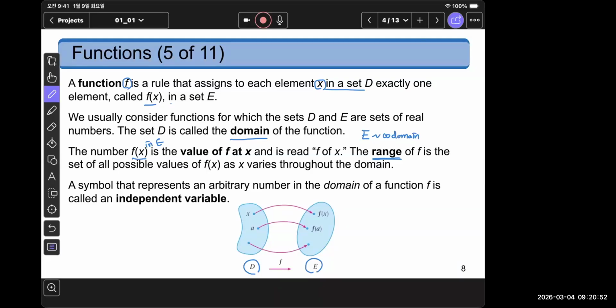And this x is called an independent variable. And f of x, the value, is called the image of x, or the value of f at x. I'm sorry, the image of x. Yeah, the image of x. So the range is, in other words, the collection of all the images. So that's the meaning of the range.